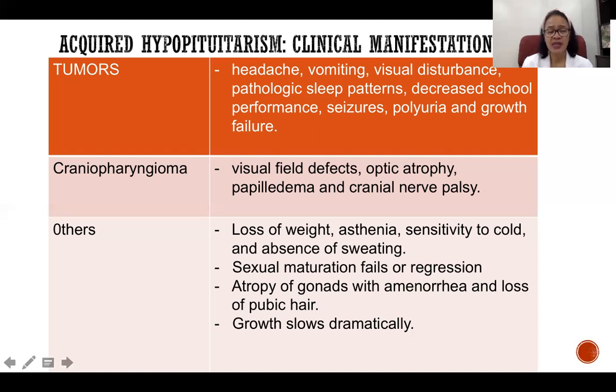So some patients with other causes may have loss of weight, asthenia, sensitivity to cold, okay? Failure of sexual maturation, or there might be regression of the sexual development, atrophy of gonads with amenorrhea, and even loss of pubic hair. And there is dramatic slowing of the growth of these patients. Okay.